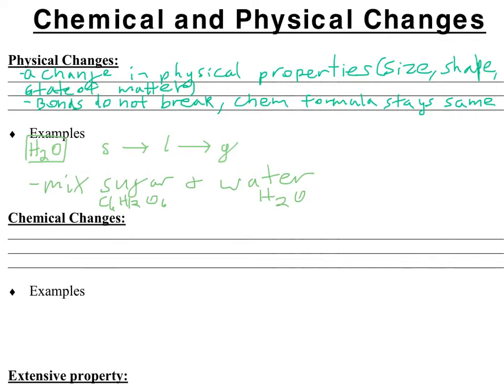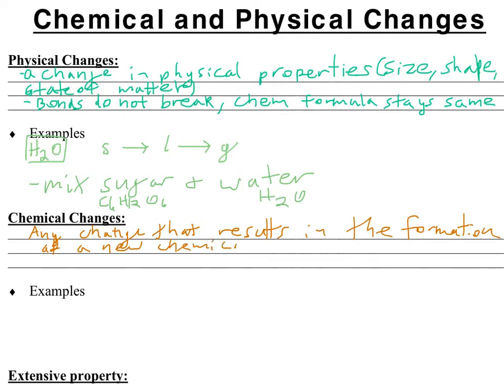Now, a chemical change is any change that results in the formation of a new chemical substance. So our chemical formulas change, right?